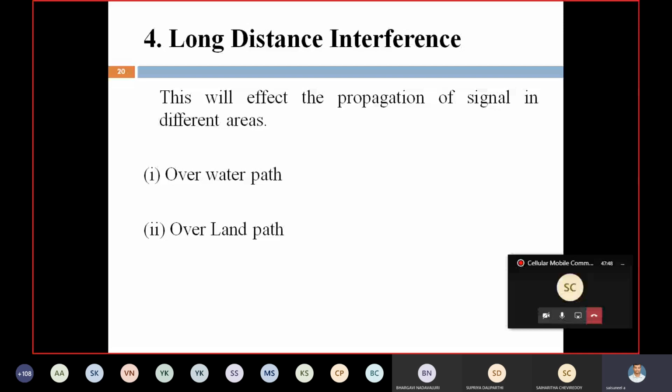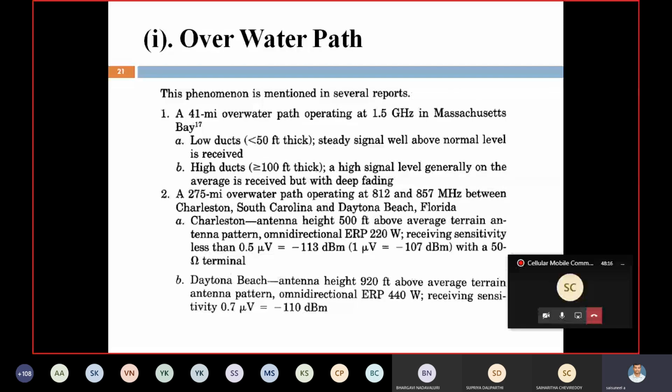And there are two types of long distance interference. The first one is over water path. The second one is over land path. Here in over water path, first we have to assume an over water path. I am giving some examples of where over water path interference occurs. This is based upon some experimental methods I am taking, and I am giving this to you.